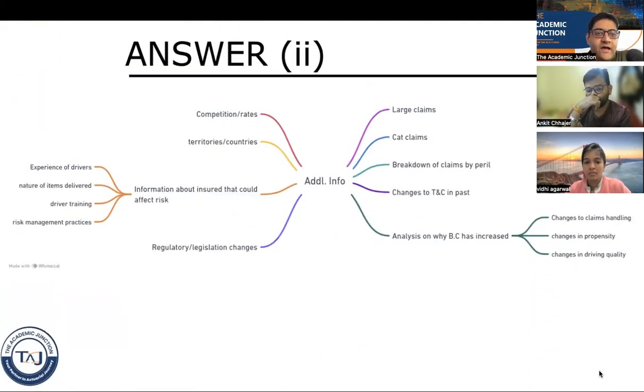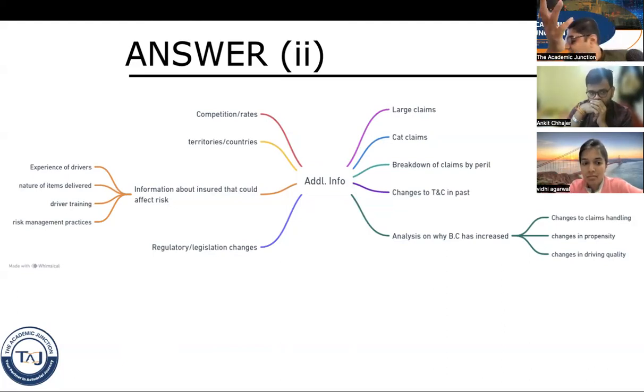So answer, again, I made a mistake over here by adding, I think I added competition incorrectly, right? Competition is not a right question, right? So competition was not a right point over there. But look at this, right? So understand the impact of large claims. Get more information on large claims because we don't have data on large claims here, right? Understand, have there been large claims? Now, if there have been large claims that impact your burning cost, right? Understand whether there have been CAT claims because CAT claims will impact burning cost again, right?